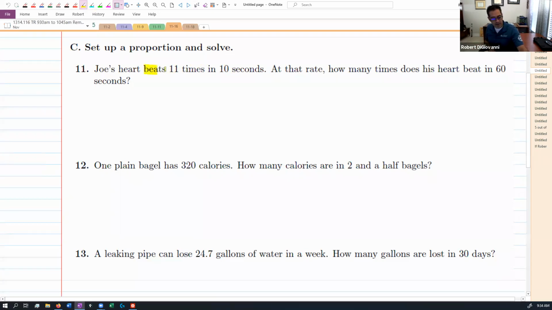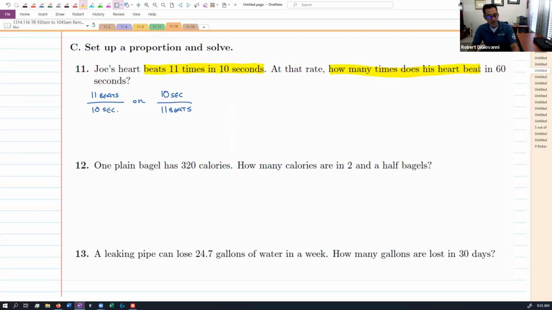We've got 11 beats, right, in 10 seconds. So I'm going to create two ratios. I'm going to put 11 beats over 10 seconds. That's one of them, or I can use the 10 seconds over the 11 beats. Those are equivalent. So I just have to choose which one I want. So it says here, at that rate, how many times does his heart beat, right? So we want to know how many beats we have in 60 seconds. Since we want to know how many beats there are, that means we're going to use this fraction.